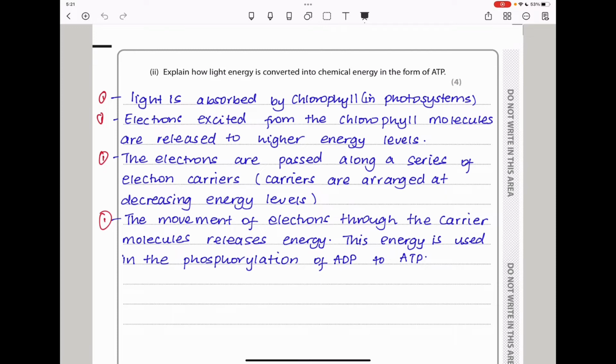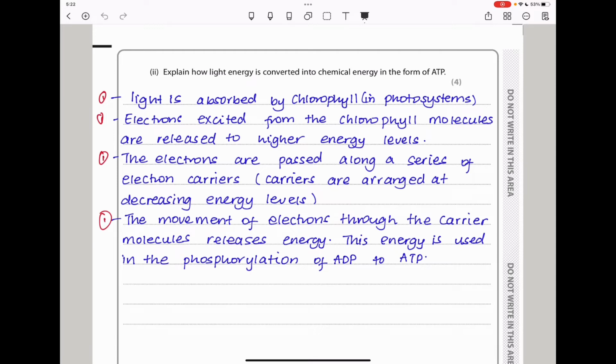So in this case, as they are passed along the electron carriers, the carriers are arranged at different decreasing energy levels. As you can see, one is going to be at a high energy level, the next one is going to be at a slightly lower one, and as the electron moves through those decreasing energy levels, or the carriers positioned at the different energy levels, we're going to see energy being lost, and that energy is going to be used to create ATP. So I said the movement of electrons through the carrier molecules releases energy, and this energy is used in the phosphorylation of ADP to form ATP. So phosphorylation is going to occur between ADP and Pi, leading to the formation of ATP.